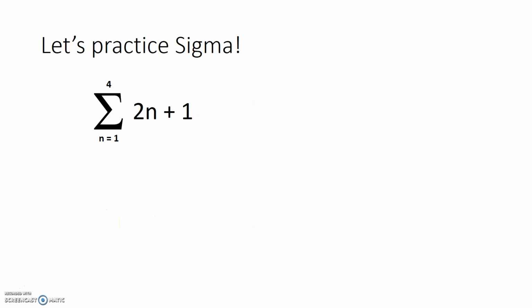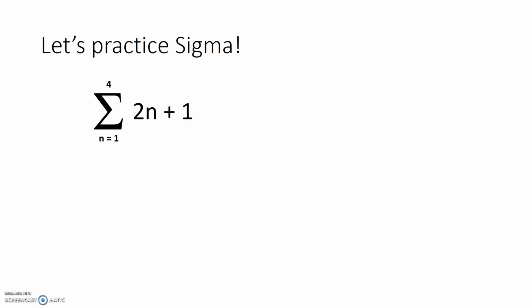So take a moment, let's do a couple practice problems here. I'll leave you to try this one. Pause the video. What you do, remember, substitute first 1 in for n in this formula and solve it. Find a number, save that, then go back and substitute 2 in for n, find the result, store that away, and we're going to do this all the way from n equals 1 up to n equals 4.